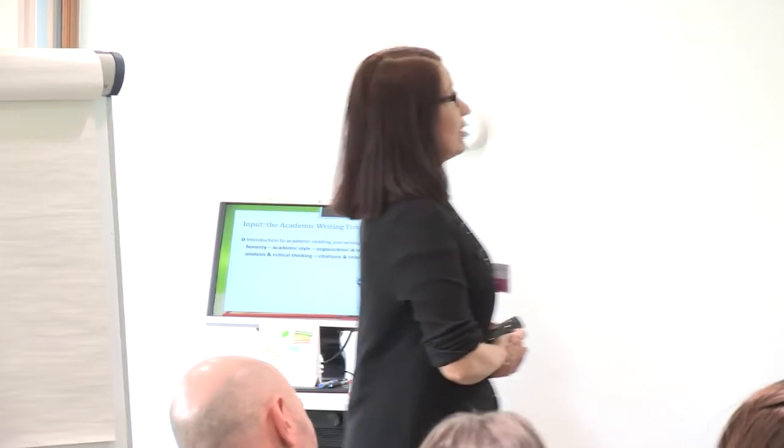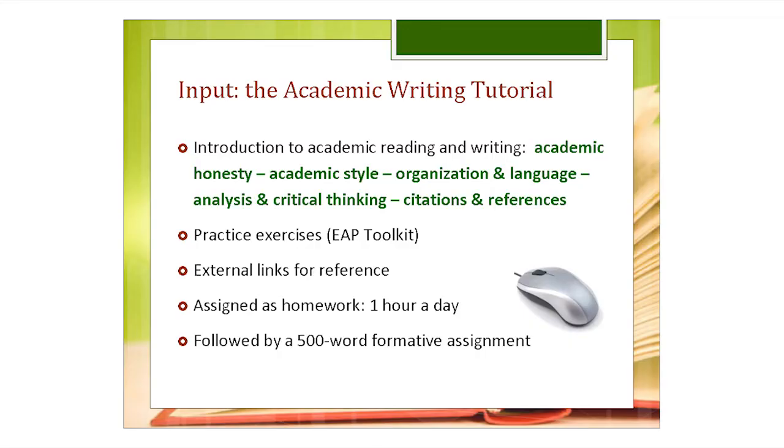So I designed the academic writing tutorial as an introduction to academic reading and writing. And it's based on the model that we developed for TIP. So I created a sort of learning unit on Blackboard. It's divided into 5 steps. And the 5 steps are academic honesty, obviously plagiarism, so input on plagiarism, academic style, register, organization and language, analysis and critical thinking, and citations and references. So for the 5 steps they have input on these 5 aspects.